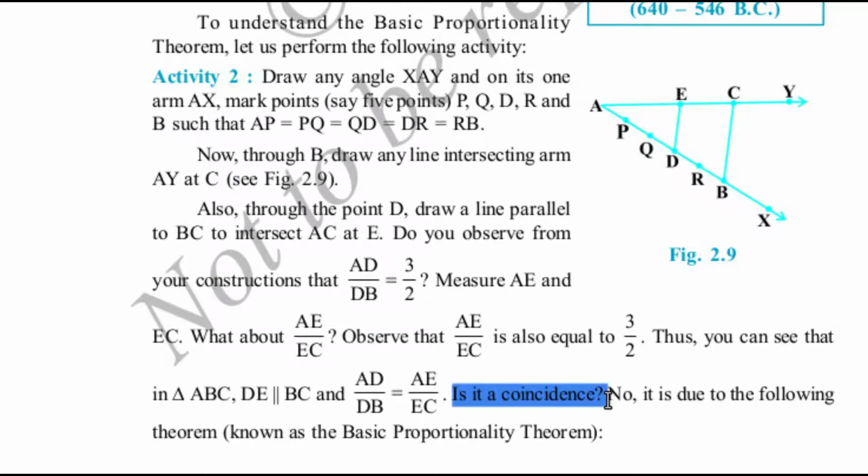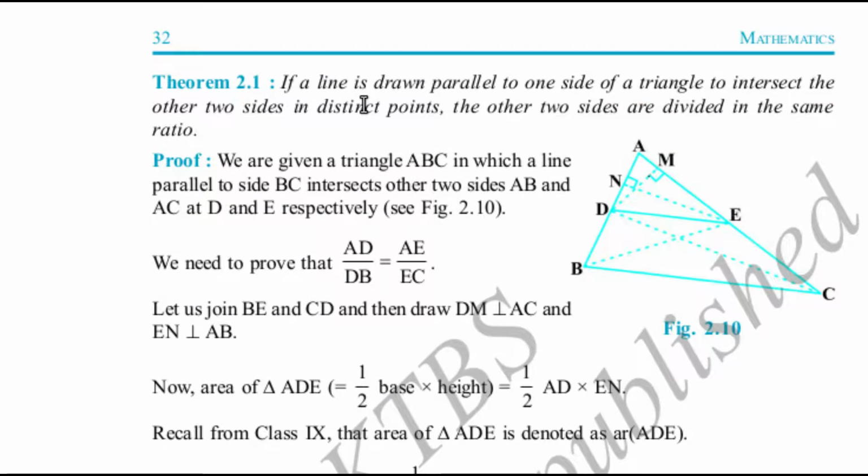Is that a coincidence? No, it is not. It is because we followed the principle of the basic proportionality theorem. The statement states that if a line is drawn parallel to one side of a triangle to intersect the other two sides in two distinct points, the other two sides are divided in the same ratio. At first look, it doesn't make any sense.